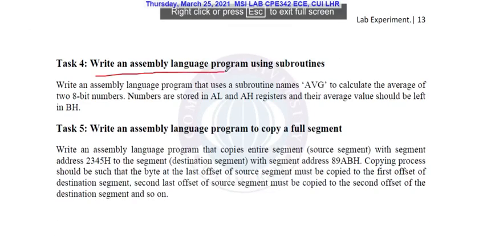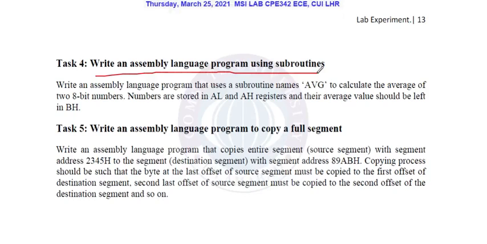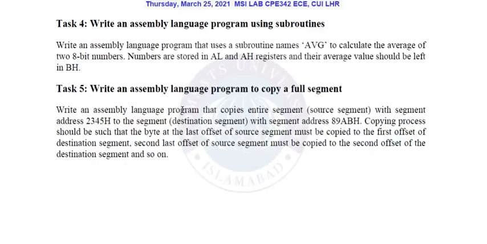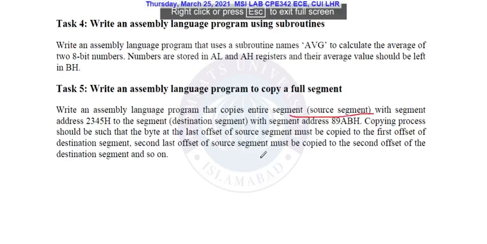Next one is to write an assembly language program that uses a subroutine. Here you need to find the average of numbers and you need to make a subroutine for finding that average. Then the next task is to write an assembly language program to copy a full segment. In that case you need to copy an entire segment from one location to another location.